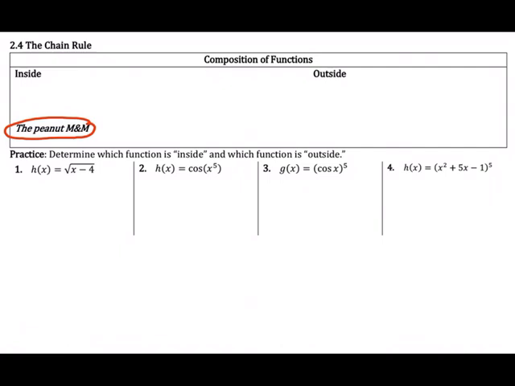The idea here is that when we have a composition of functions, something like f of g of x, there's a function that is inside of some outer function. When this happens, the first thing we need to be able to do is identify which is the inside function and which is the outside function. Then we're going to be able to use the chain rule to actually differentiate. So again, this situation comes into play when we have a composition of functions, an inside function and an outside function. We're going to start by identifying the inside and outside function for these four examples.